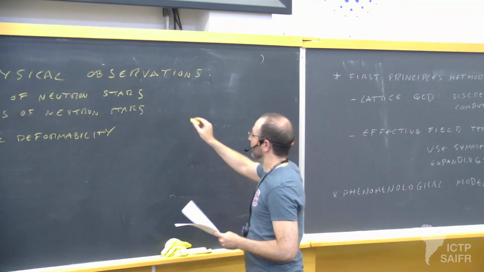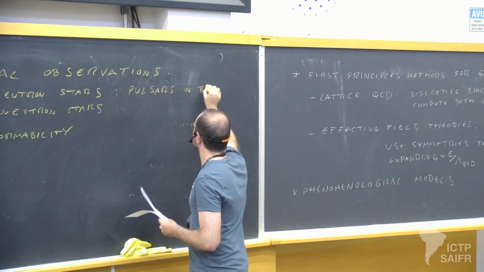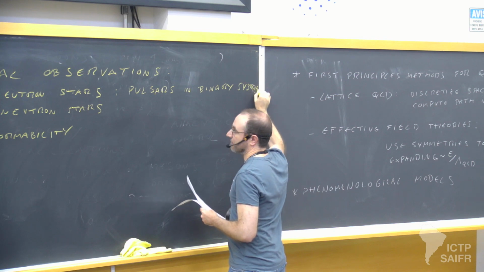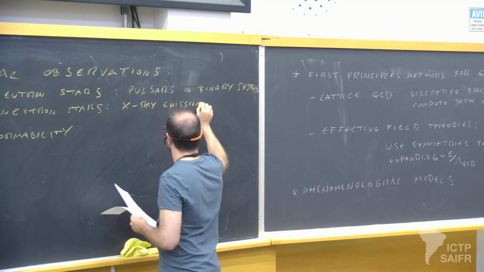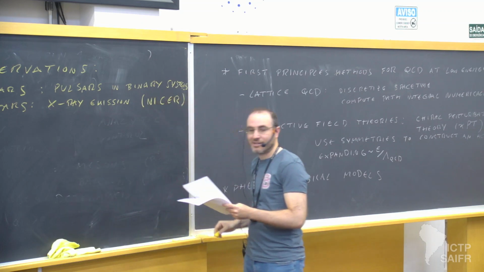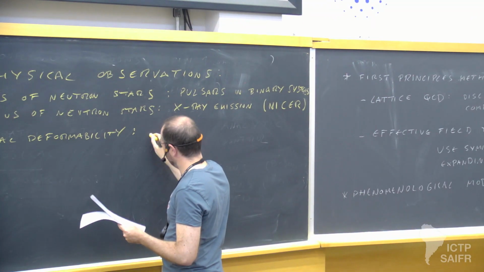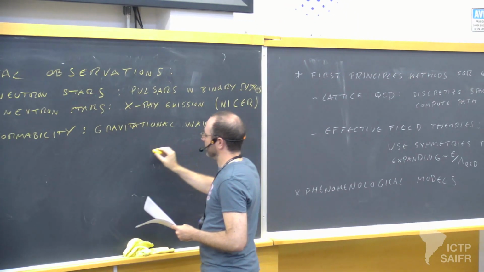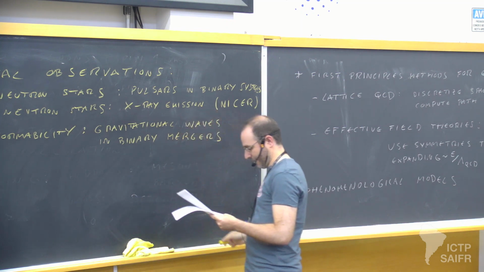Okay, so this mass can be measured from the period of pulsars in binary systems. And the radius from X-ray emission from the surface of the star. Here, there is an observatory in the International Space Station called NICER that is doing these kinds of observations. And then the tidal deformabilities can be obtained from the signal from gravitational waves emitted in binary mergers. Okay, so I will explain all this later.